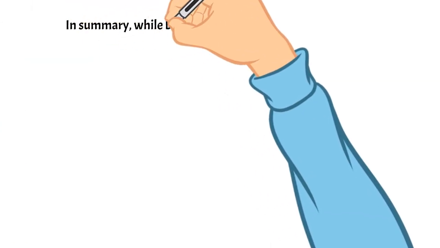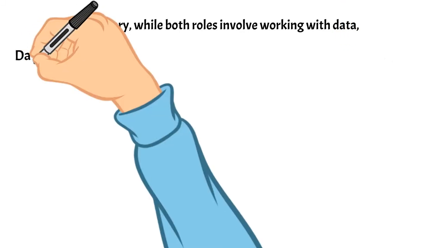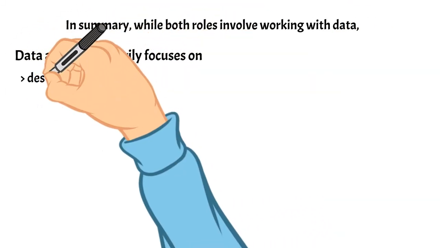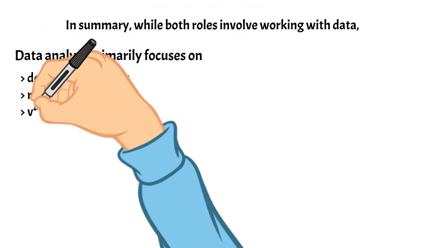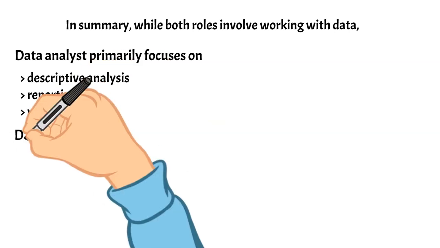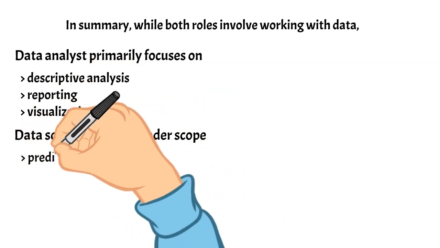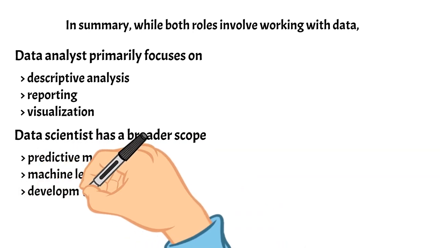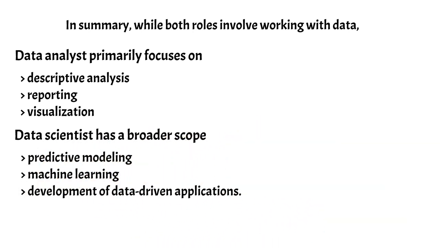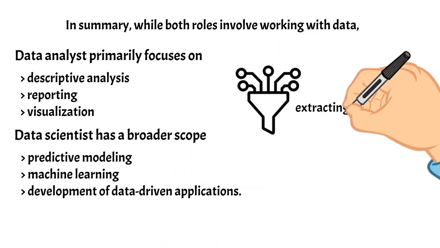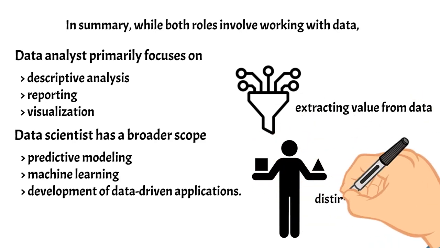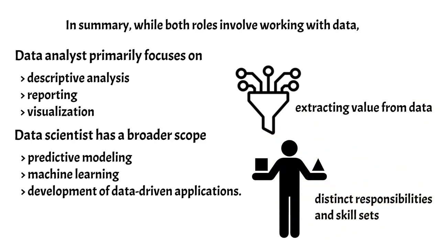In summary, while both roles involve working with data, the data analyst primarily focuses on descriptive analysis, reporting, and visualization, whereas the data scientist has a broader scope, including predictive modeling, machine learning, and the development of data-driven applications. Both roles are crucial for extracting value from data, but they have distinct responsibilities and skill sets.